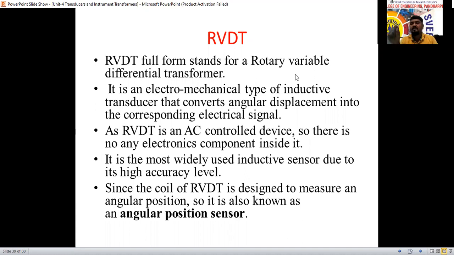If we are launching a satellite, some parts are inside it. What is the angle of each part, how is it rotated? The thrusters are there, batteries are there, how are they going to rotate? Some panels are there, at which angle are they used? So for angle detection, we can use this as a sensor. It is also known as an angular position sensor.